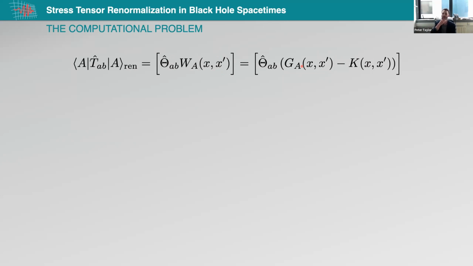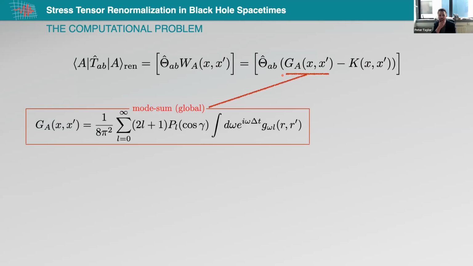So that essentially solves the conceptual problem, but there actually remains a stubborn practical or computational problem. To see what that problem is in practice, let's say we're in some static spherically symmetric spacetime. Then this two-point function, this Green function, will be represented as some mode sum expression, which is globally valid. The PL here are just the Legendre polynomials, and the G omega L here is just some one-dimensional radial Green's function. To compute this, at least in any black hole spacetime, you typically compute it numerically, since the radial modes typically aren't known in terms of known functions.